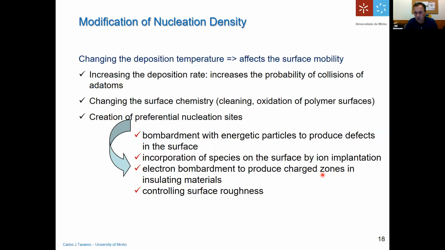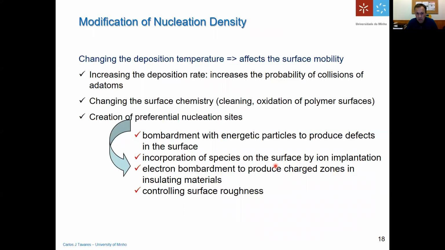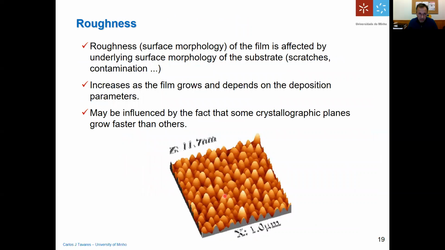And in this case it's important in insulating materials. For example, you have an insulating substrate. You can introduce some electrons or some charged zones, which by Coulomb attraction forces will increase the nucleation density of the material that you want to deposit. And you can also, by using some energetic bombardment, sometimes control the surface roughness, because it's like you are etching away specific peaks of your surface, and it can become flatter.